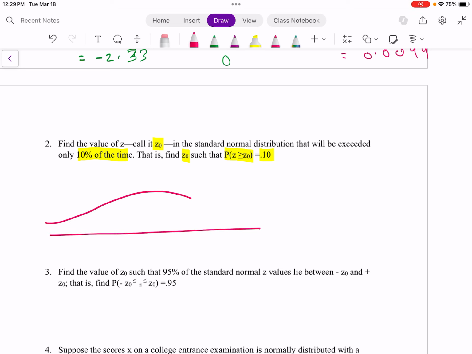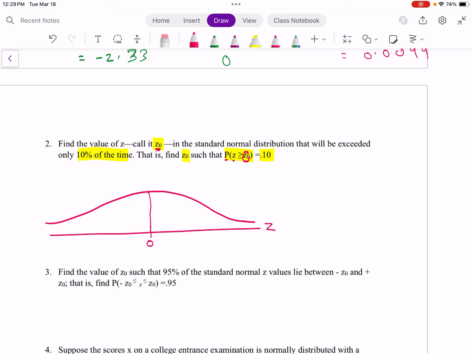So let's draw a standard normal distribution. So it means we have a g here. If we are talking about g, what do we know about the mean? It is always 0. So we need to find g naught such that the probability that g is greater than or equal to g naught is 0.10.